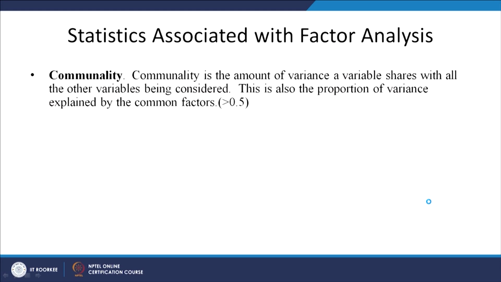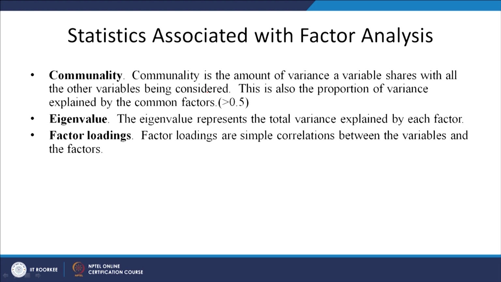So, there are some statistics associated with factor analysis. First is communality. What is this communality? It is the amount of variance a variable shares with all other variables being considered. Now, how does it look? Let me show you both eigenvalue and communality at the same time. Eigenvalue represents the total variance explained by each factor.